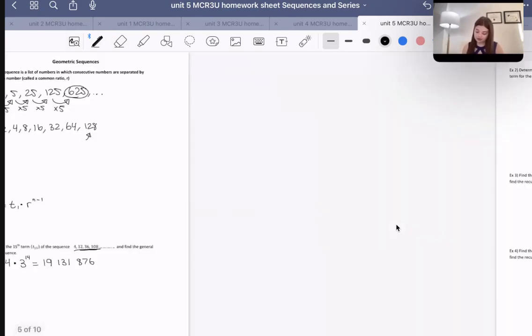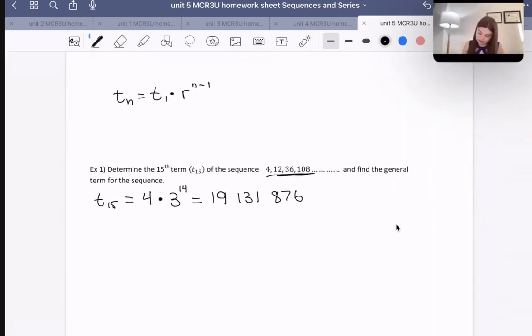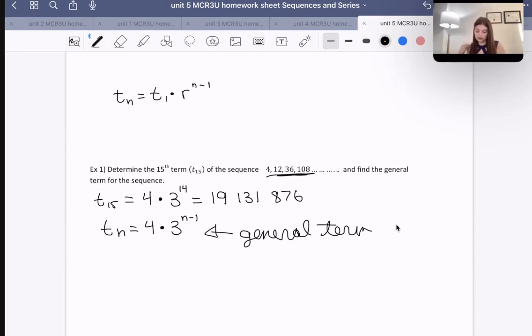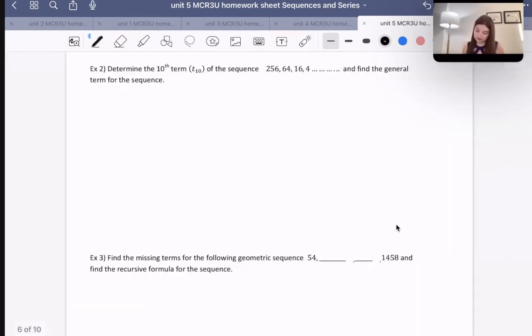Oh, actually, I think I forgot to write the general term for the previous one. The general term is 4 times 3 to the power of n minus 1. My apologies, I forgot to write it. This would be our general term, which is basically where we fill in what we know, the first term and the ratio. But we don't fill in n or t of n because we don't know what it is. In the general term, they're asking us, in the general sense, what is the nth term based on what we know? All right, so let's move on to this one here.